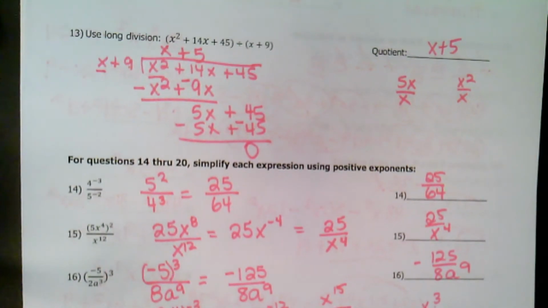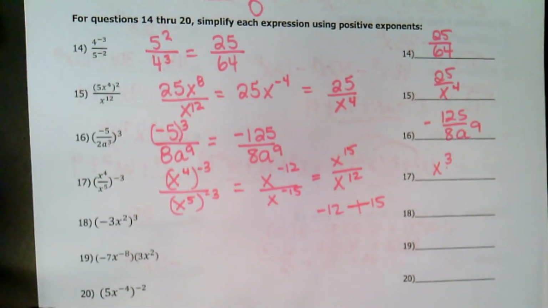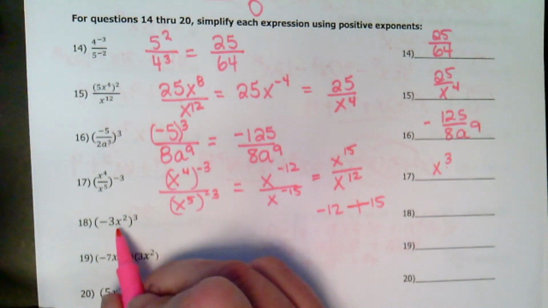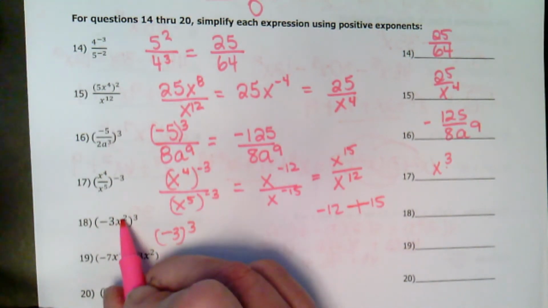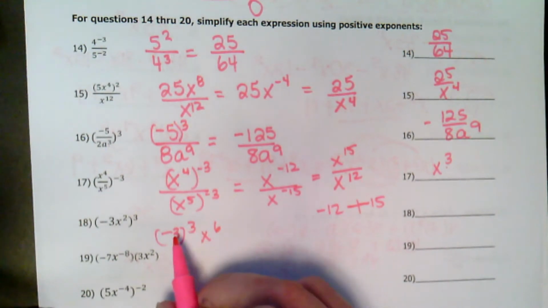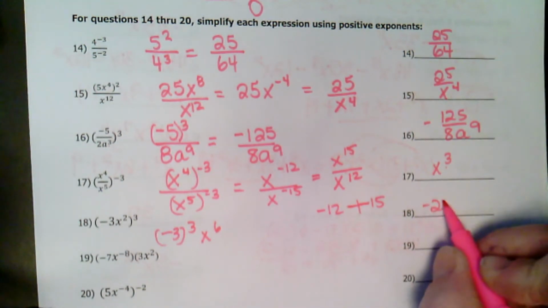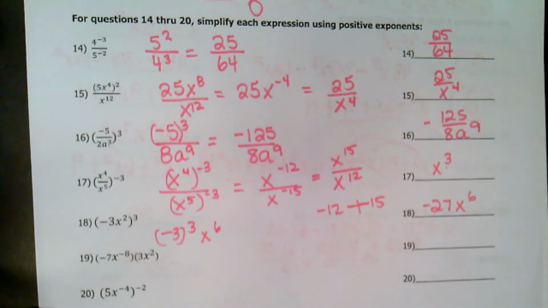Alright, number 18. Hopefully that was all on camera. Number 18, negative 3 to the third power, and then x squared to the third power, so multiply. Negative 3 times negative 3 times negative 3 is negative 27, and x to the sixth power. Again, no negative exponents, so everything can stay where it's at.